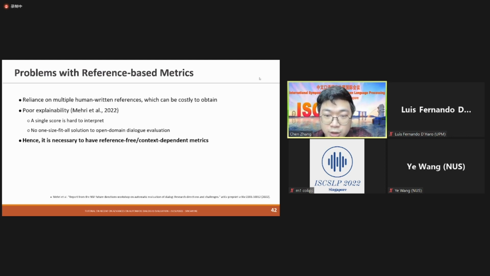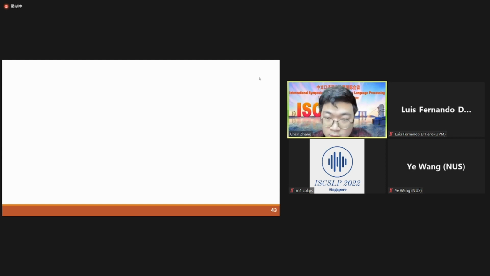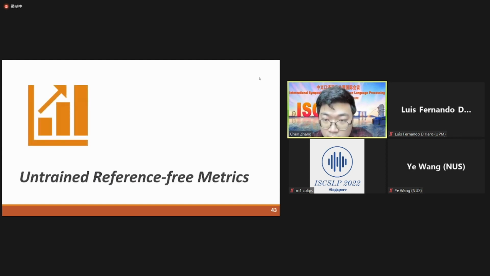So here we think that there is no one-size-fits-all solution to open domain dialogue evaluation. We need to design different metrics to tackle each quality of the dialogue. Therefore, it is necessary to rely on reference-free metrics, or we call them context-dependent metrics. We can divide the reference-free metrics into two groups. One is untrained, the other is trained.